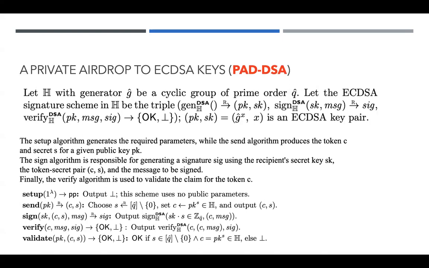The syntax of PAD-DSA involves four algorithms: setup, send, sign, and verify. As shown in the slides, the setup algorithm generates the required parameters, while the send algorithm produces the token C and secret S for a given public key PK. The sign algorithm is responsible for generating a signature using the recipient's secret key, the token secret pair CS, and the message to be signed. Finally, the verify algorithm is used to validate the claim for the token C.